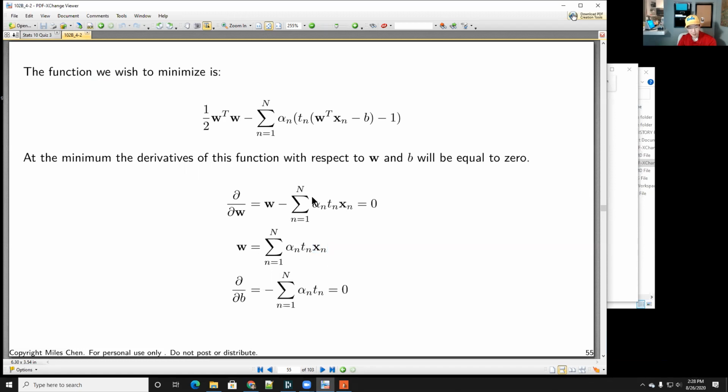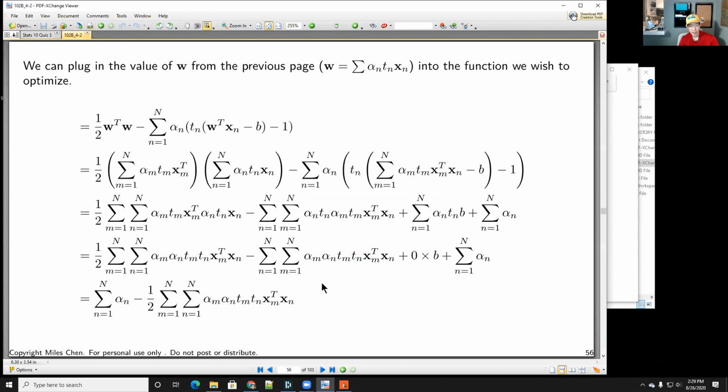And then when you solve for b, you get the sum of something here. This one's less important, okay?